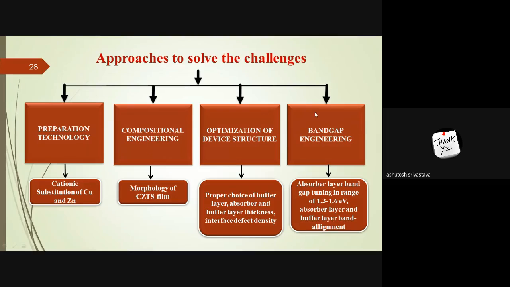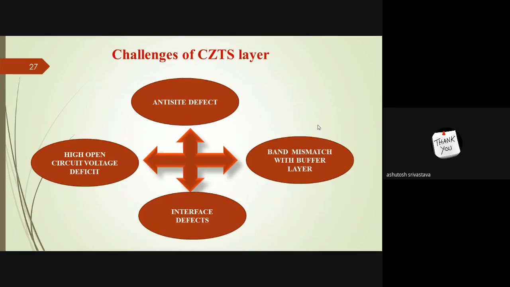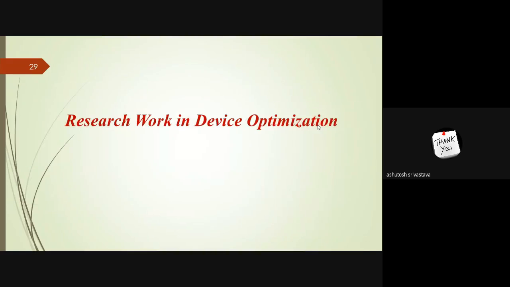And finally, there is one more possibility, band gap engineering. By making some composition change, we can change the band gap of the material, keeping the same properties of the parent material, but allowing more and more photons to enter, which will finally give good efficiency. My research work is basically divided into two parts. In one part I work on the absorber material, how to improve the material, and at the same time, with the available material, how we can improve efficiency by device optimization.